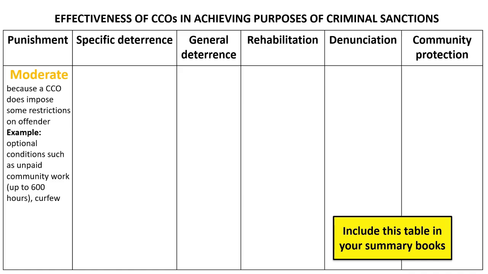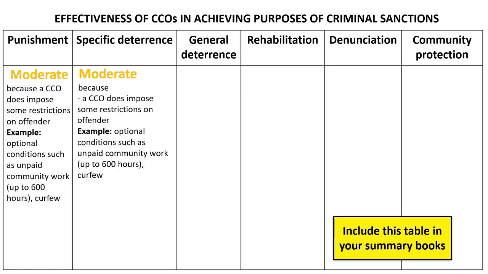As with punishment, a community correction order is moderately effective at achieving the purpose of specific deterrence. By imposing restrictions on what the offender can do, such as through optional conditions that require the offender to perform unpaid community work or to obey a curfew, a community correction order can discourage the offender from committing further offences.